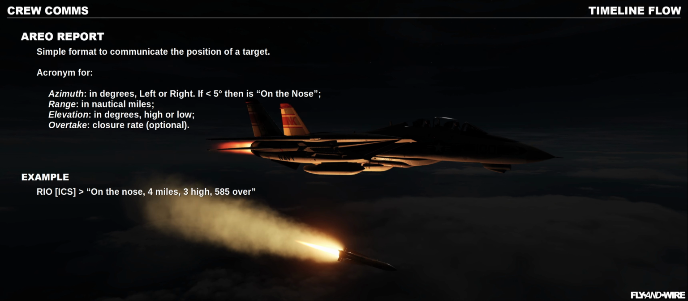Let's now take a brief look at the ARIO report. This is a short means of communicating the position of a target using a simple formalism. ARIO is the acronym for Azimuth, Range, Elevation and Overtake. Along with in-cockpit references, I found it to be very useful to have the pilot spotting and calling tally on the target whilst transitioning from BVR to within visual range.